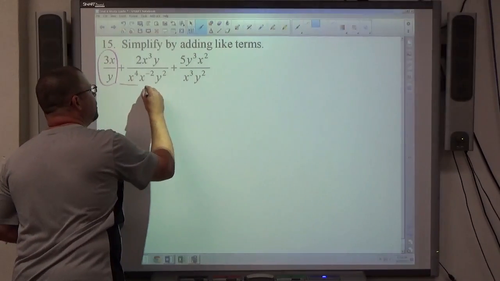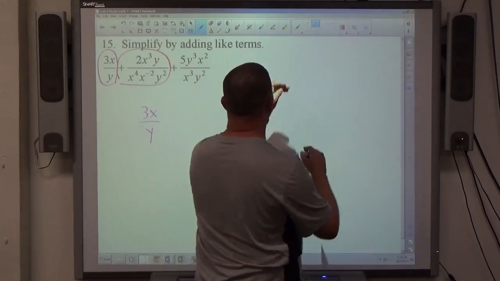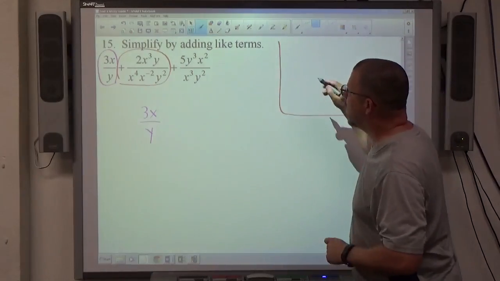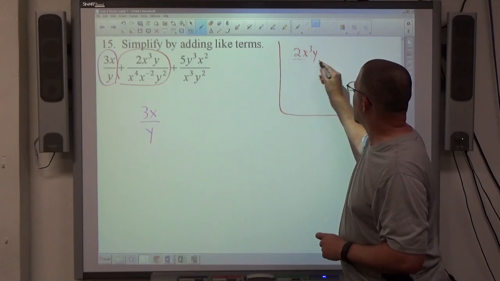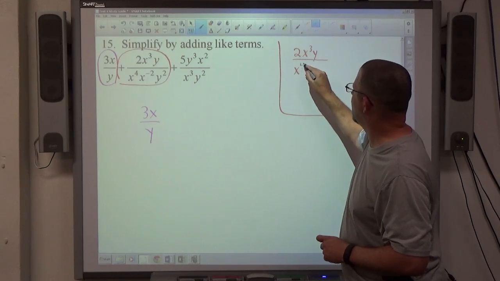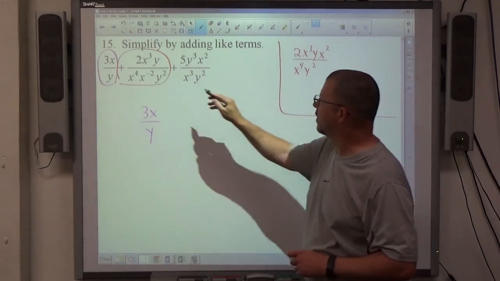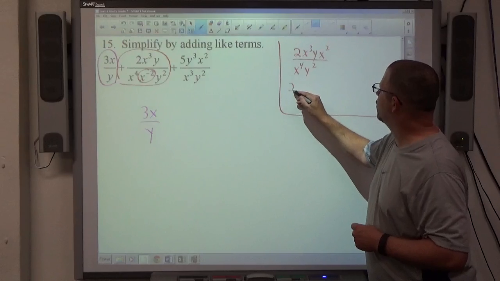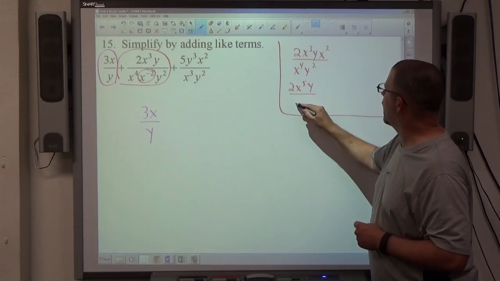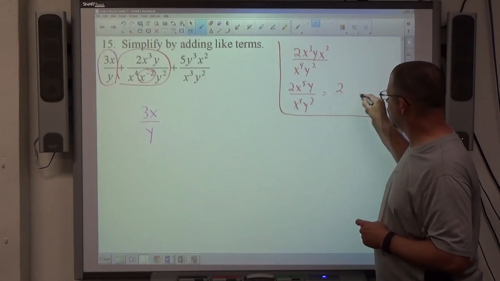This one here is not behaving itself at all. It's got all kinds of stuff going on. I'd probably do that in pieces. So maybe even on a scratch sheet of paper, like over here, here's my scratch sheet of paper. 2x cubed y on top looks really good. I got an x to the fourth and a y squared on bottom, both behaving themselves. I'm going to slide an x squared up because of that negative power. And then I've got too many x's on top, so 2x to the fifth y over x to the fourth y squared. And finally, 2 is fine.